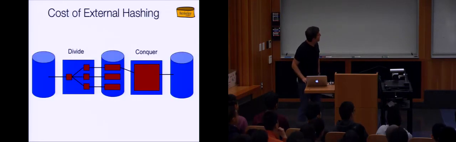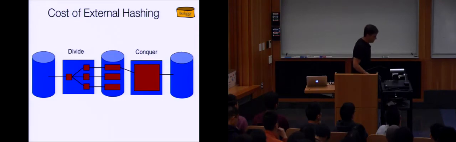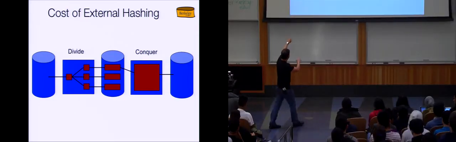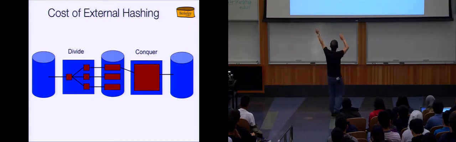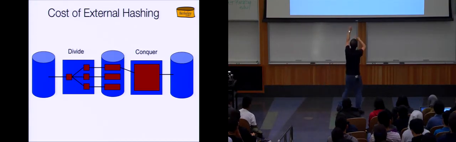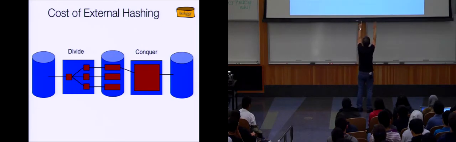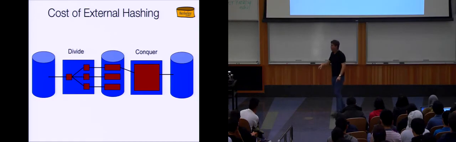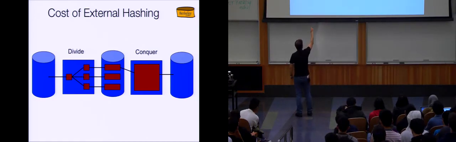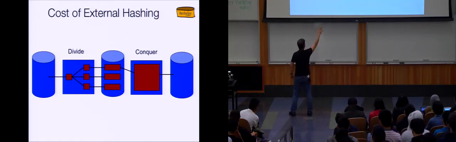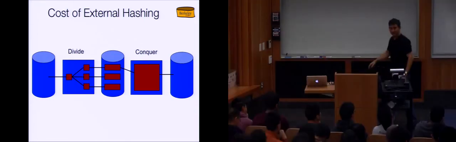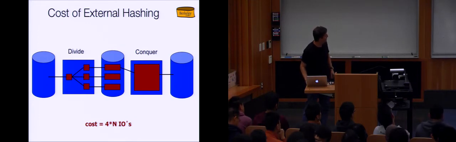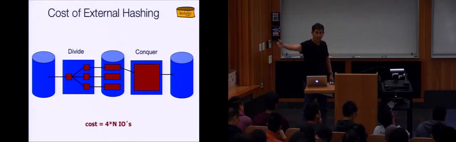Okay. So what does this cost? Well, we have a little schematic this time. We're going to read the file from disk and divide it into partitions. All right? So that's read N, write N. And then we're going to read these things one at a time from disk into memory, building hash tables: read N, write N. The first phase is streaming partitioning. That's like divide. In the second phase, you take a partition and you conquer it with an in-memory hash table. Good? Okay. So the cost is 4N IOs, 2 passes. Read, write, read, write.